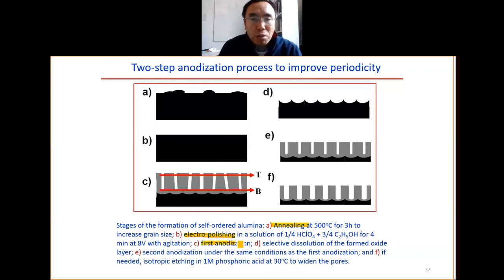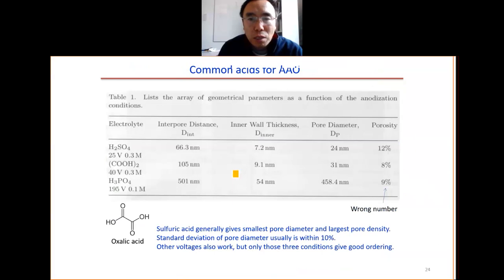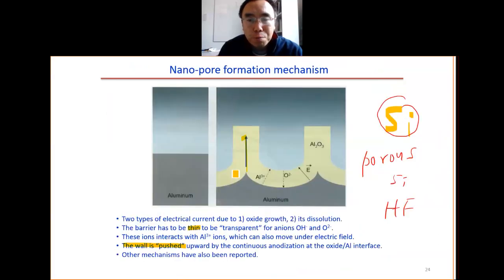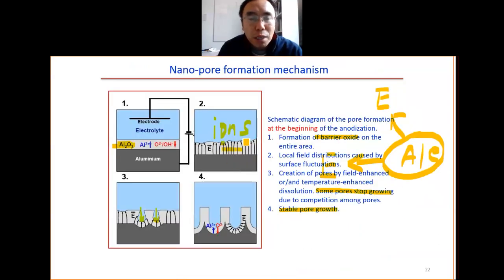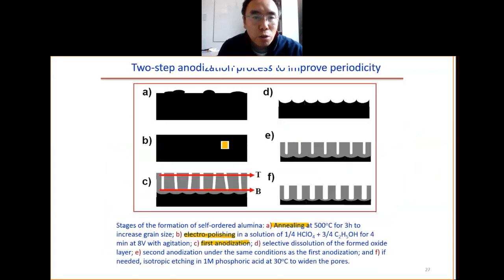Then you do the first anodization. The location of the pores is determined here. The location of the pores, you can see, is random. You get this random location because the roughness of the surface is random. So you get random locations on the top surface. But when the pores grow deeper and deeper, at the bottom of the pores you see the distance between the pores is more periodic.